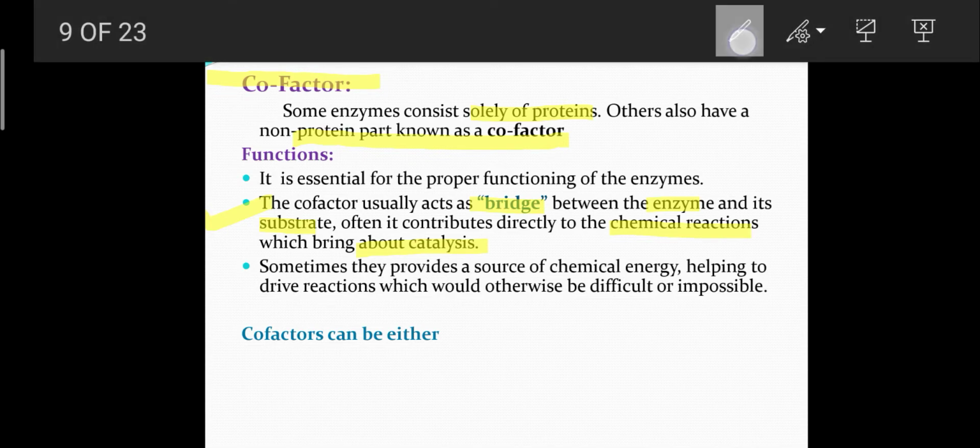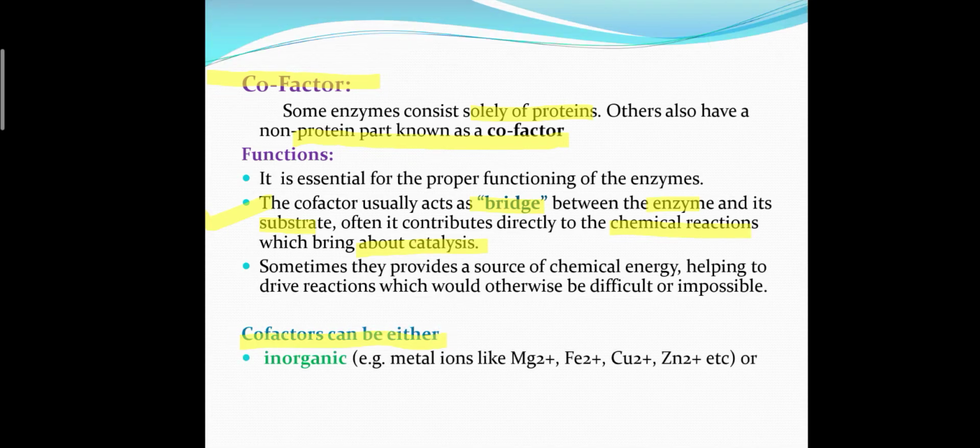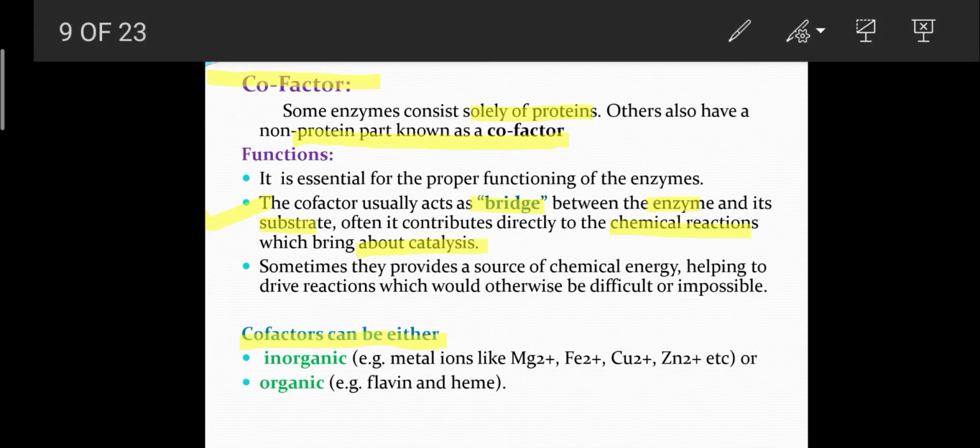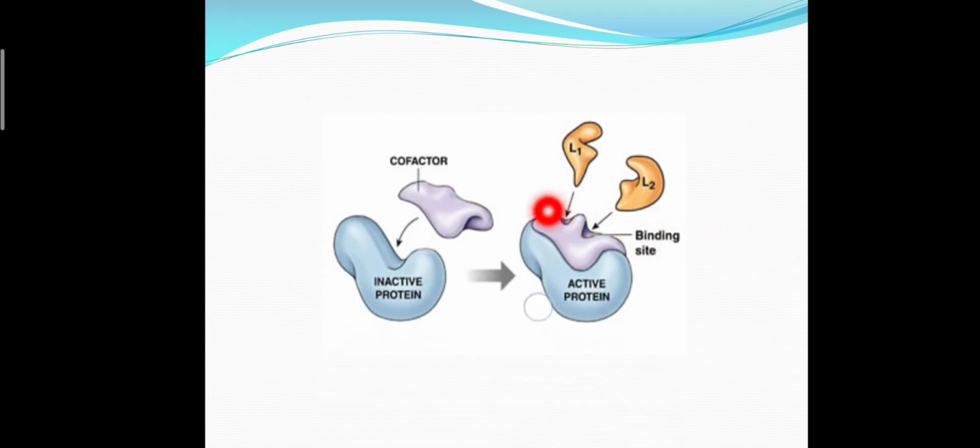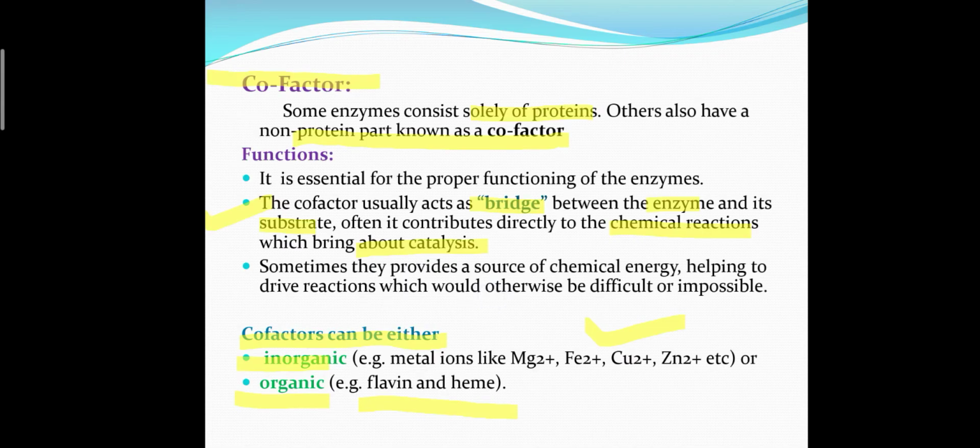A cofactor can be inorganic or organic. Inorganic cofactors include metal ions like magnesium, copper, zinc and others, while the organic include flavin and heme. Here we can see that this is an inactive protein, and when the cofactor binds to it, it activates the protein. That's why it helps for the proper functioning of enzymes.